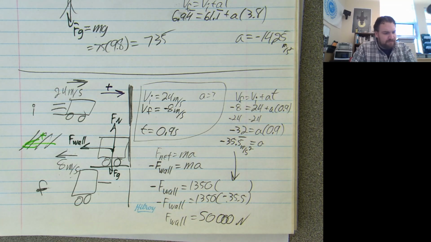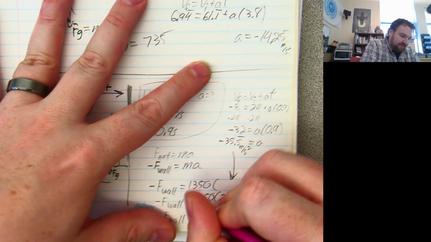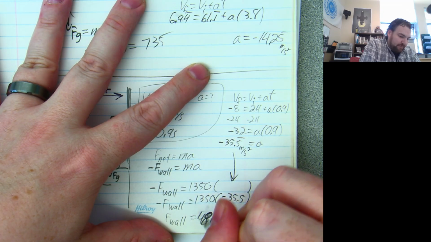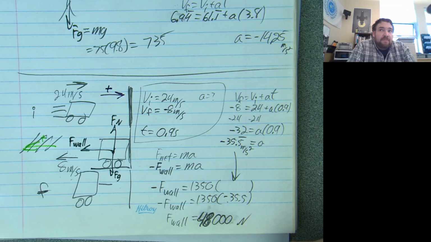Eight plus 24, that's 32, divided by 0.9, yeah, times 1350. Oh, yes, I punched something into my calculator wrong. That's 48,000 is the value there, or 4.8 times 10 to the 4. So that's the procedure for this, assuming you can use the calculator properly, which clearly I was not.